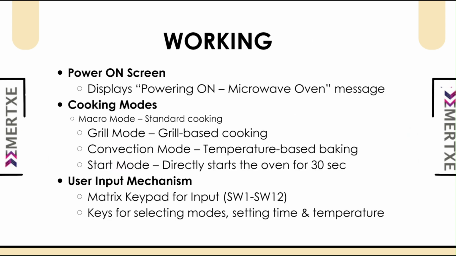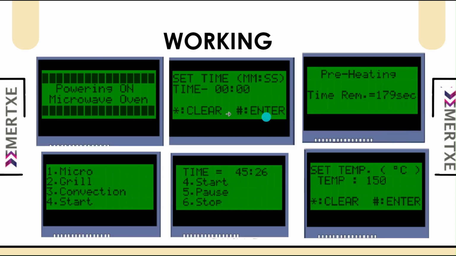Now we can see the working system of the microwave. Now we can see the overview of this micro oven. Here we can power on the display. Here we can power on the microwave, selecting the power on, getting the supply display, power on micro oven messages. We can see this is the interface for powering on the micro oven.